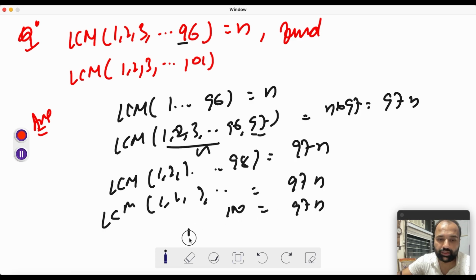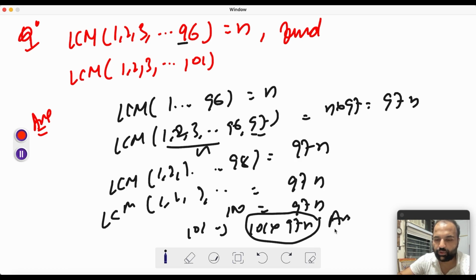Now 101 is a prime number, so it's going to make changes. So 101 into 97n, and this is our answer. Beautiful concept, it can be done without any effort. Just look at it, what has happened. Now if you have understood these, it is very easy for you to do it.